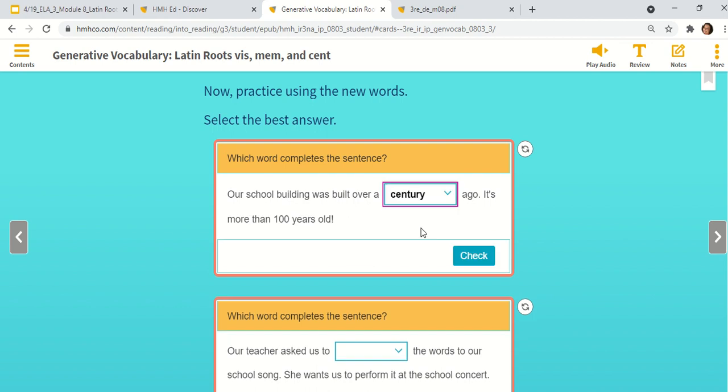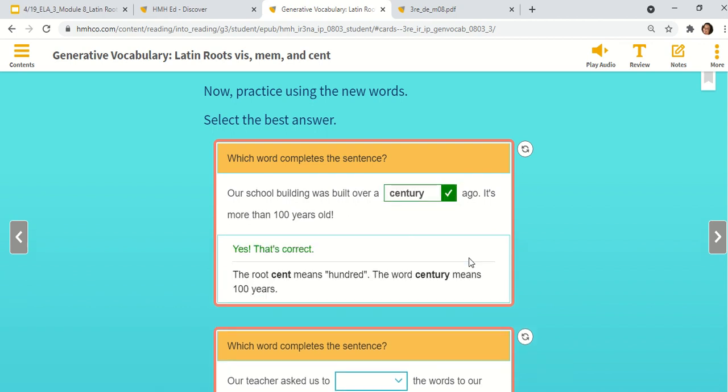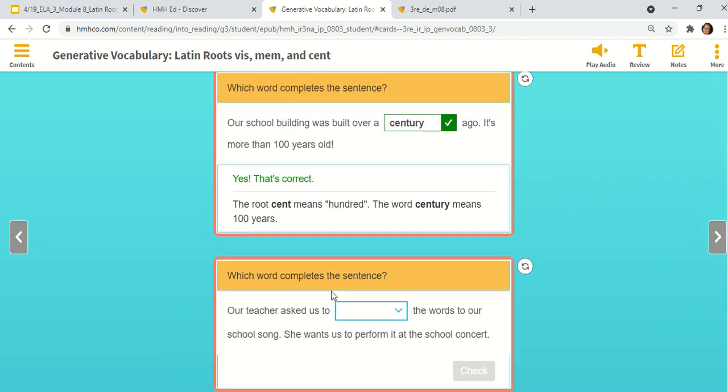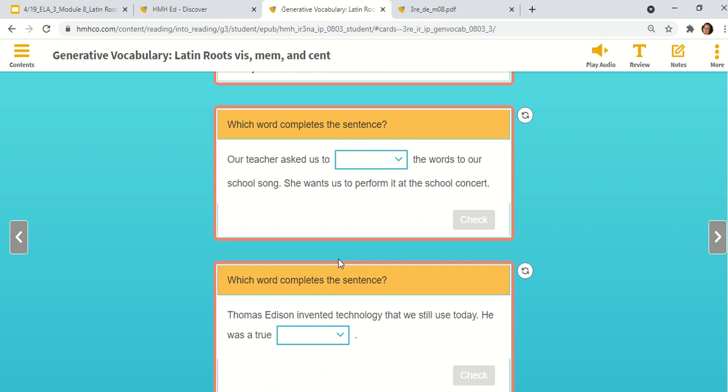The correct answer is century. That means a period of 100 years. The root cent means 100, and the word century means 100 years. So let's complete the sentence here.